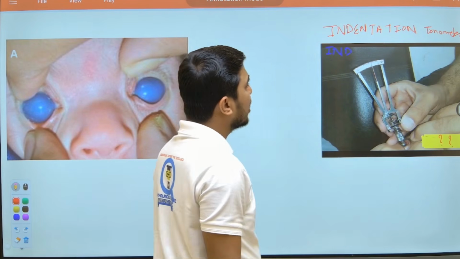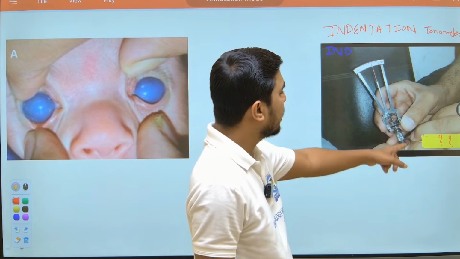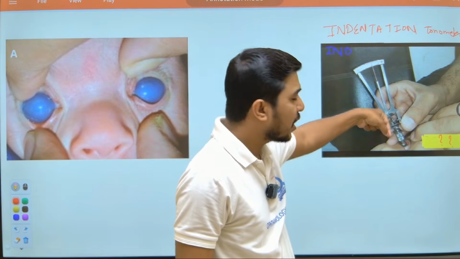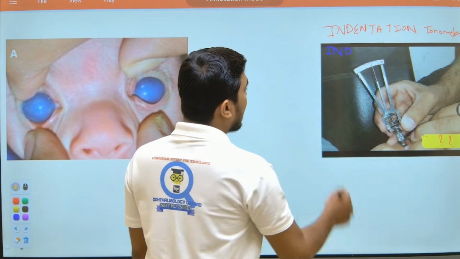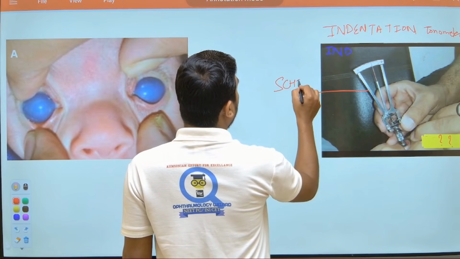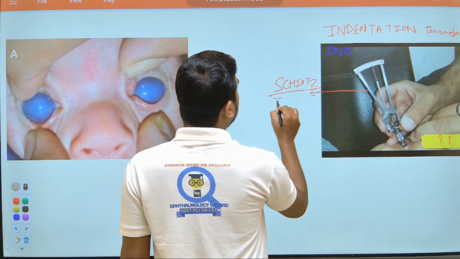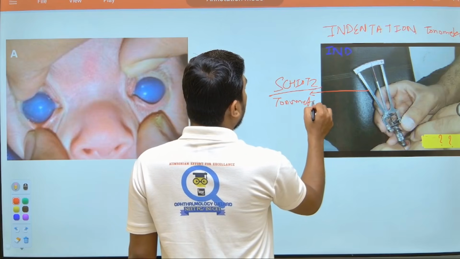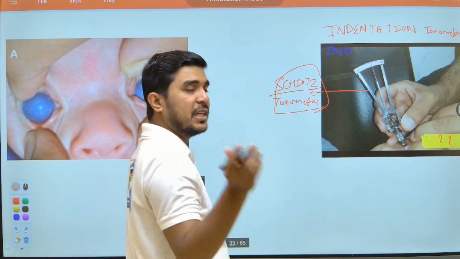It is an indentation tonometer. Why is it an indentation tonometer? Because it is indenting the cornea. What is the name of this tonometer? The name of this tonometer is Schiotz tonometer. Okay, this was the previously used tonometer.